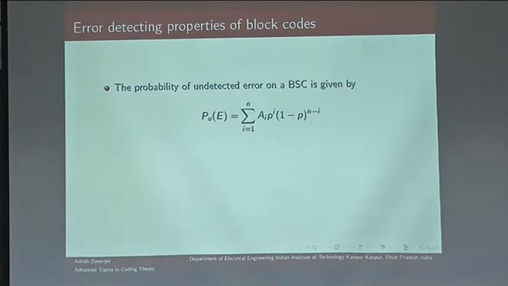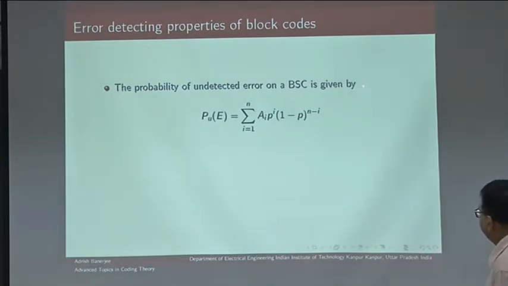Now, the probability of undetected error for a binary symmetric channel is given by this expression. What is an undetected error? When does an undetected error happen? An undetected error will happen basically when the error pattern is a valid code word, correct? Because then when it adds to the transmitted code word, it gets transformed into some other code word.